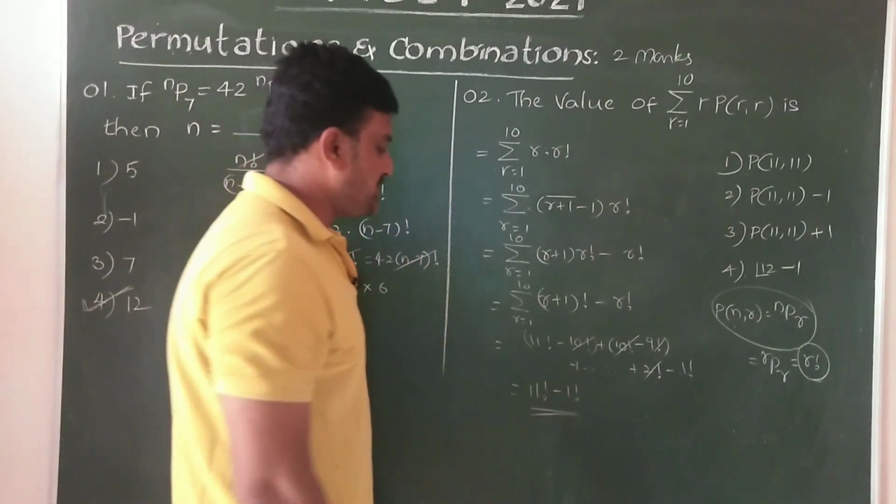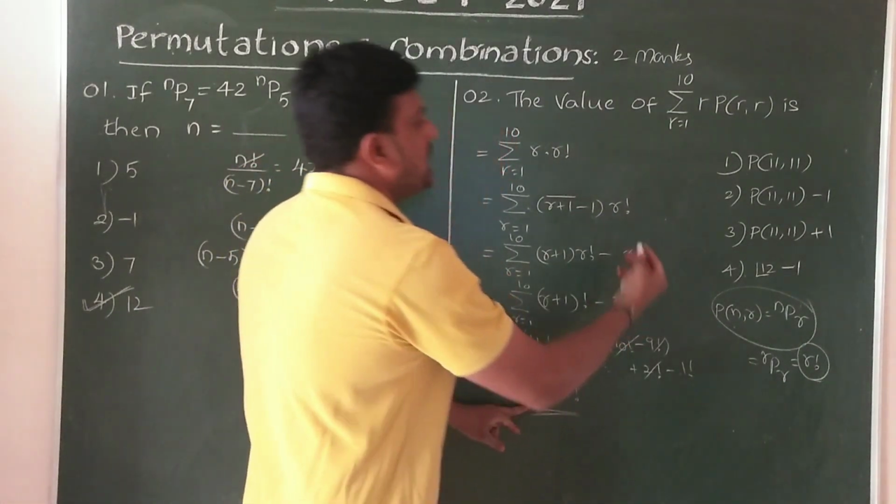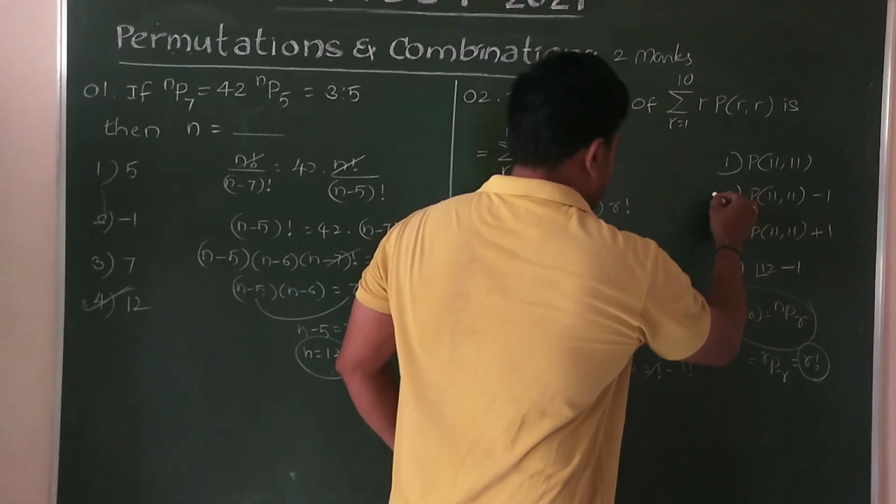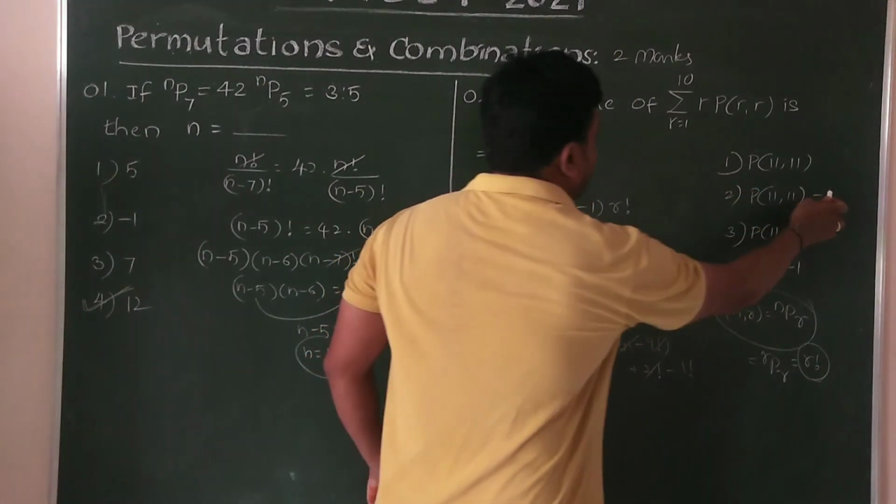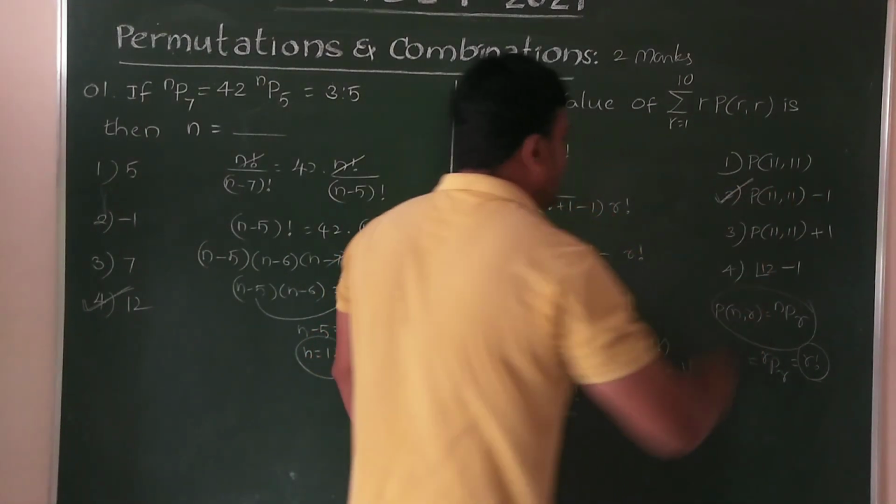Okay. Now which option? 11 factorial is nothing but P(11, 1)... so 1 factorial is 1. So the second one is our right option.